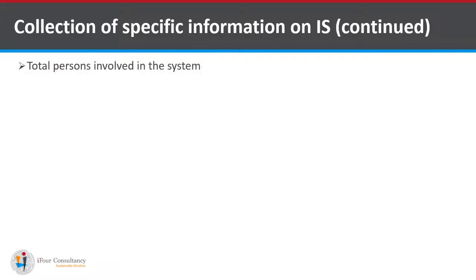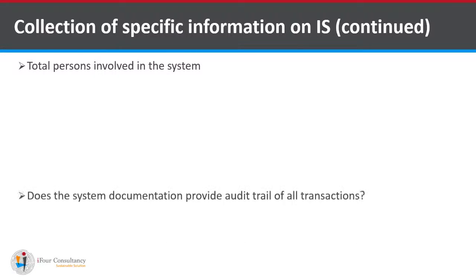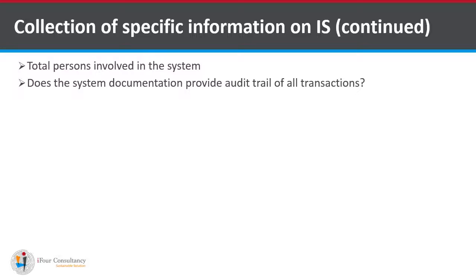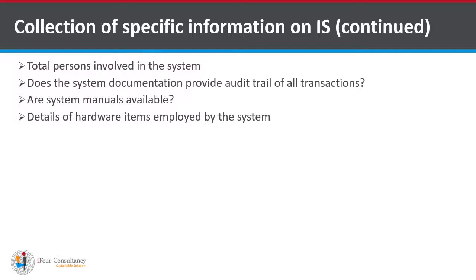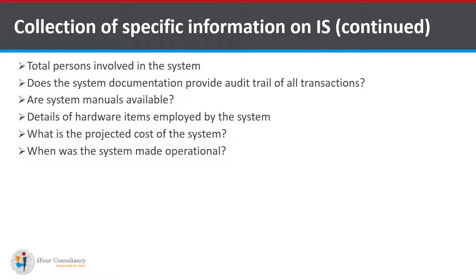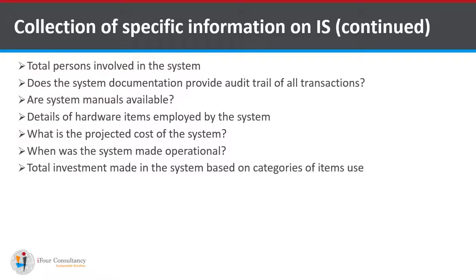Again, total persons involved in the system. Does the system documentation provide audit trail, that is logs of all the transactions? Are the system manuals available? Details of hardware items employed by the system. What is the projected cost of the system? When was the system made operational? Total investment made in the system based on categories of item used.